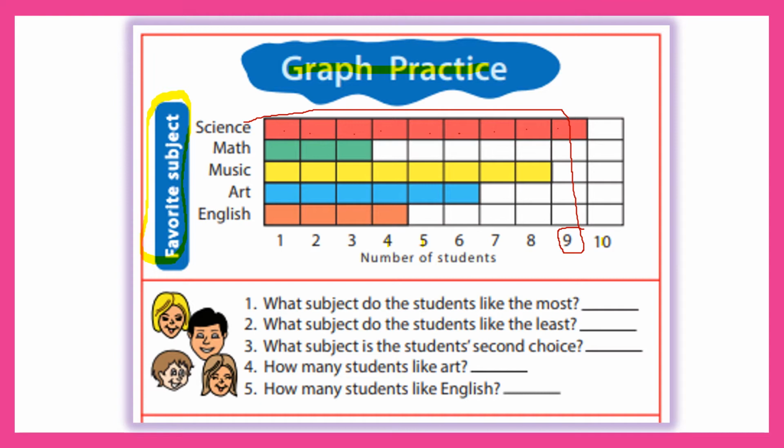If you look at math, it's the same thing. 1, 2, 3 boxes are colored. Go straight down. 3 students like math. How about music? Take a look at music. 1, 2, 3, 4, 5, 6, 7, 8. And if you go down, yep, all the way till 8. So see, you don't even have to count.